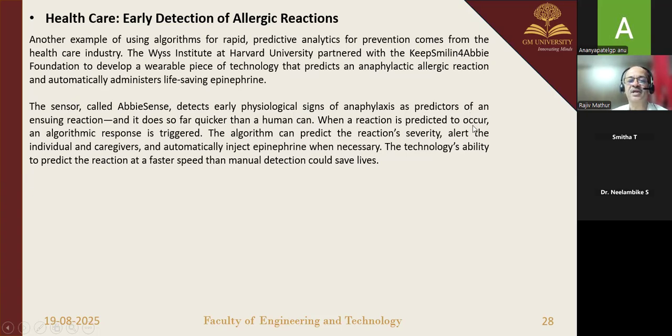When a reaction is predicted to occur, an algorithmic response is triggered. The algorithm can predict the reaction severity, alert the individual and caregivers, and automatically inject the epinephrine drug when necessary. The technology's ability to predict the reaction at a faster speed than manual detection could save many lives. So the healthcare industry also has usage.